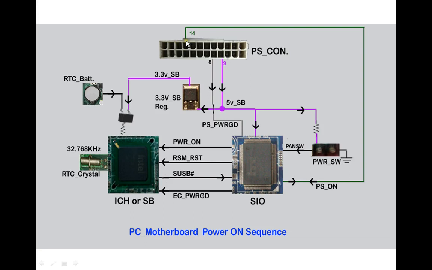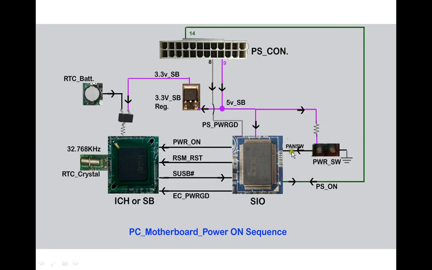Now from the 14th pin of the power supply connector, which is the green wire, 5 volts is given to the SIO chip. Before pressing the power button, the voltage at this point will be 5 volts, and this pin we call PS on, power supply on. Now after pressing the power button, let us see what happens.